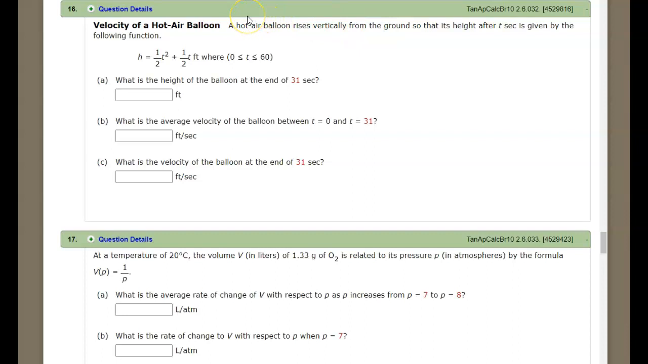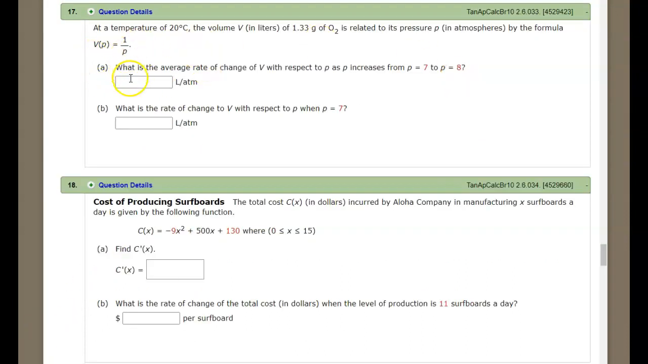So we have a hot air balloon rising vertically, and this is certainly not Galileo's because it's not going to be falling. What's the height of the balloon at the end of 31 seconds? Well, h is height, so this means just put in 31, and t is in seconds. What's the average velocity? That's the y2 minus y1 over x2 minus x1. And what's the velocity? Means you're going to put this into y equals and do second trace and your derivative, the dy dx, 6.